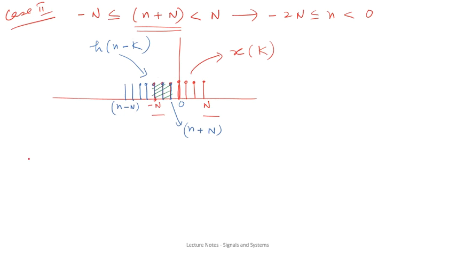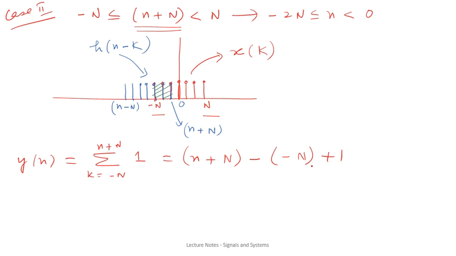So if you just do the summation for this common period, that is k is from minus N to n plus N, amplitude is always 1. So this is simple. You just have to add the sequences, whatever the number of sequences are there, you just have to add these two. So this will be the expression for this part.